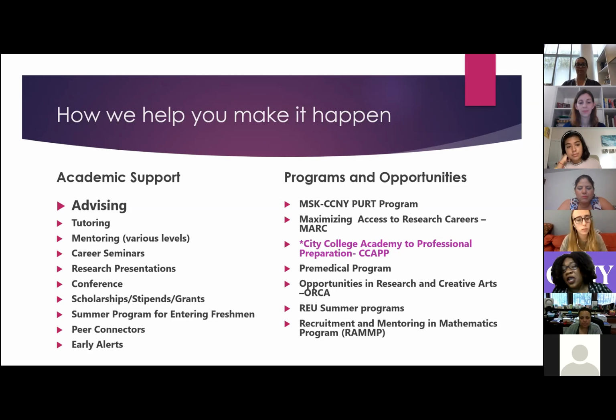There's another research program that also provides summer research opportunities for students at City College. This is also funded with a stipend for students who are eligible. And we have IRE summer programs. Unfortunately, this summer, some of them are not able to hold. We also have the recruitment and mentoring in mathematics program.